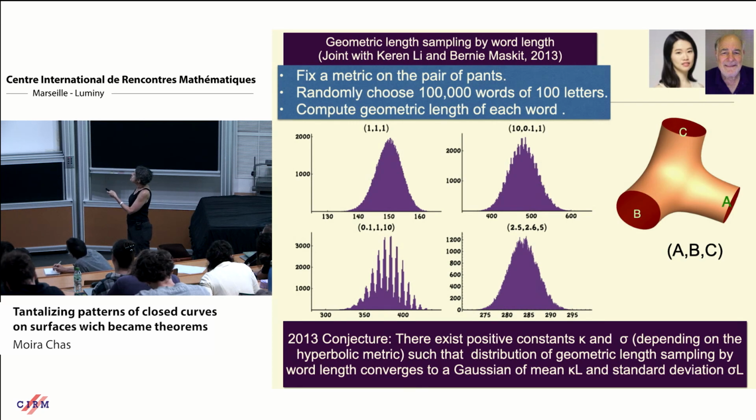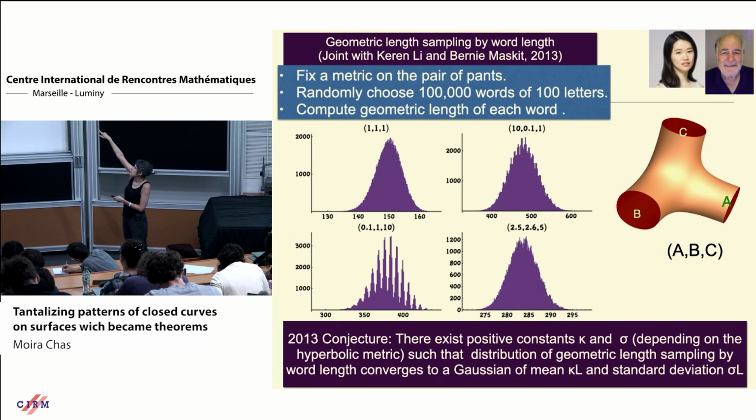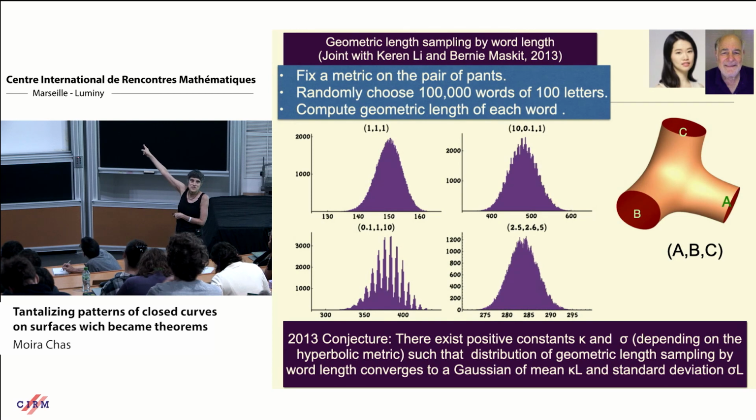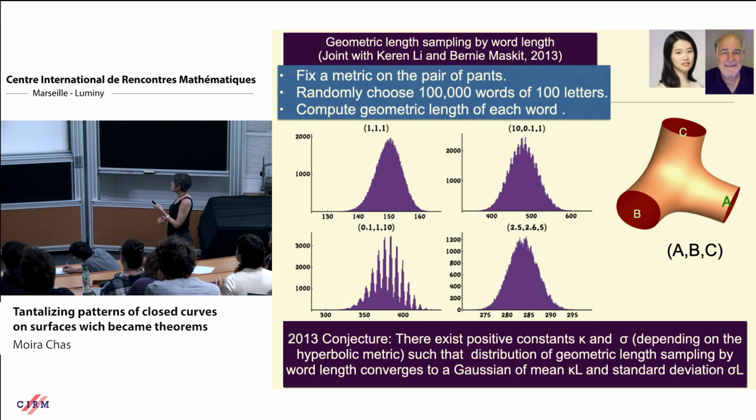So here is the pair of pants of length 1, 1, 1. I look at all the words, not all the words, I keep saying that. I look at 100,000 words chosen at random, and they are of word length 100. For each one, I compute the length with the metric determined by these three parameters. And then I make the histogram of how these lengths distribute. And so here is a metric where one boundary component is 10, one is 0.1, and one is length 1, and so on.